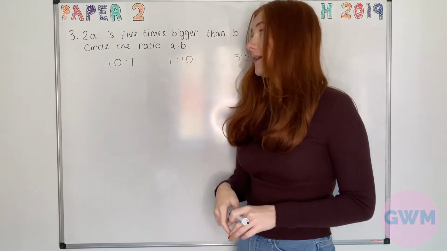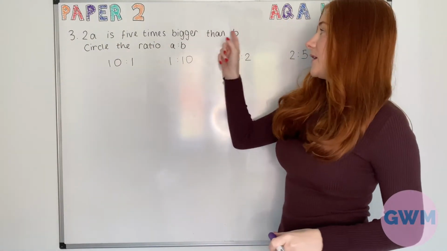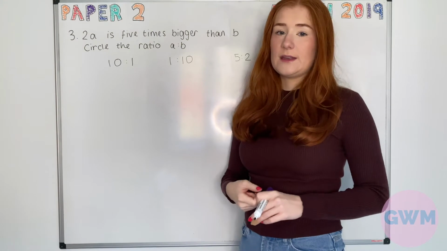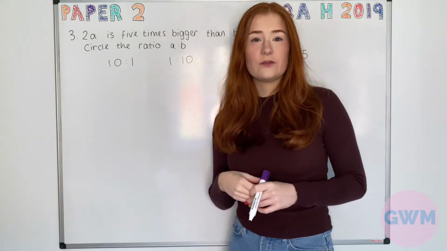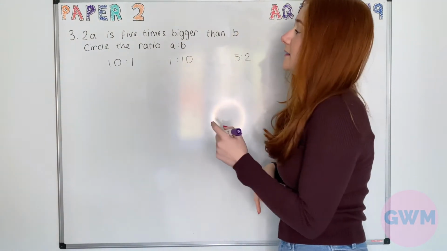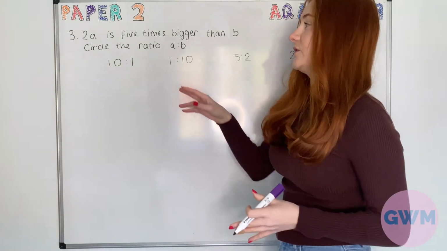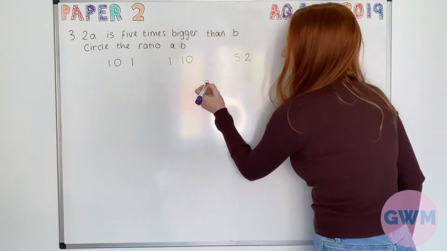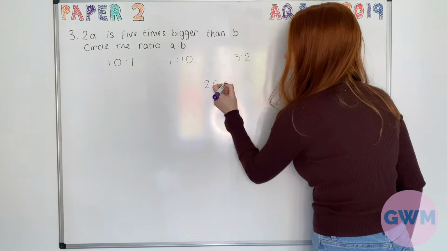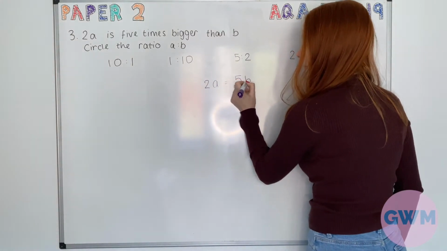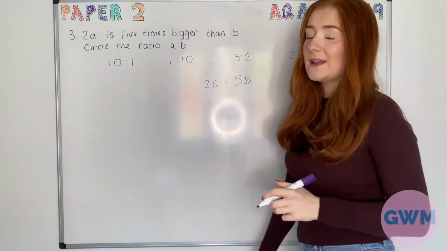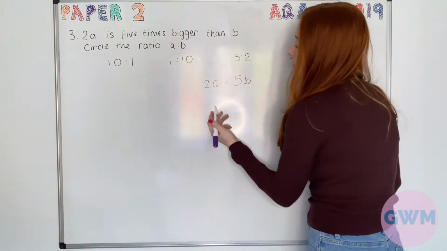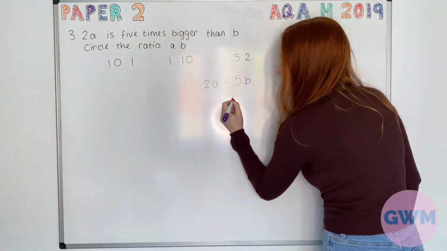Question 3 now. It says that 2a is 5 times bigger than b. Circle the ratio a to b. I have a little bit of a trick I like to do for ratio questions, and that is that I like to write it out as an equation first. So we would have that 2a equals 5b based on this.